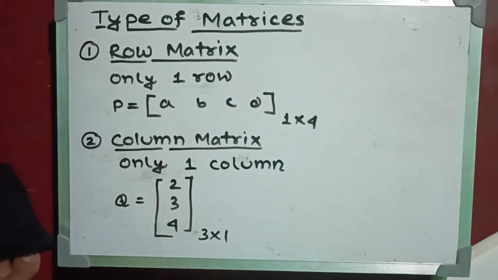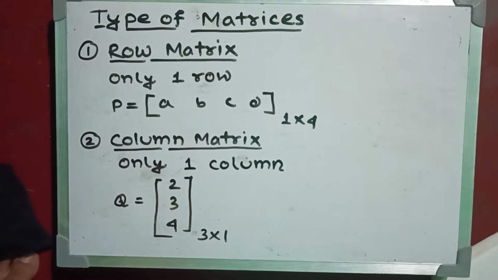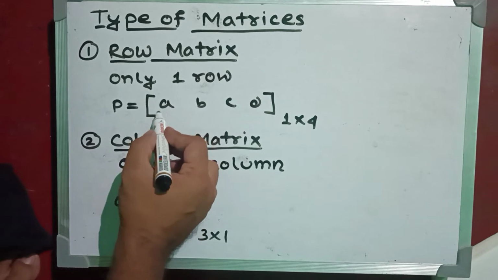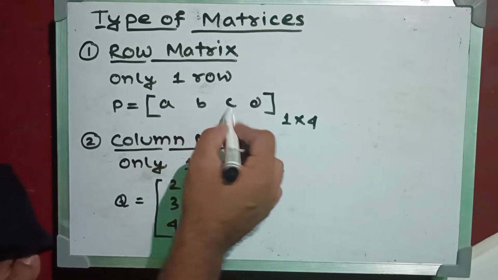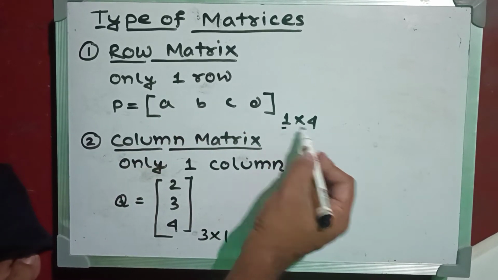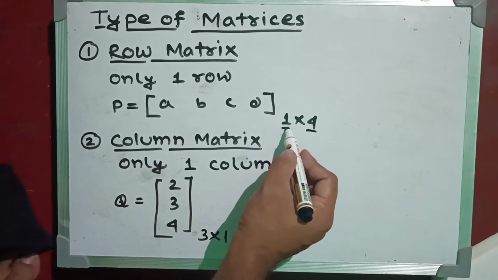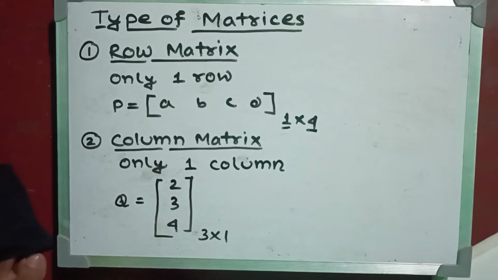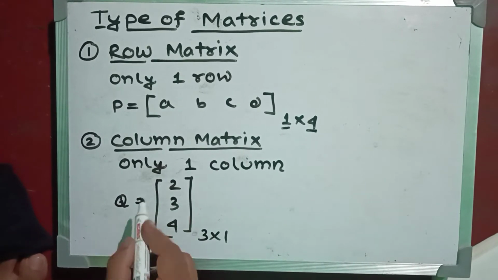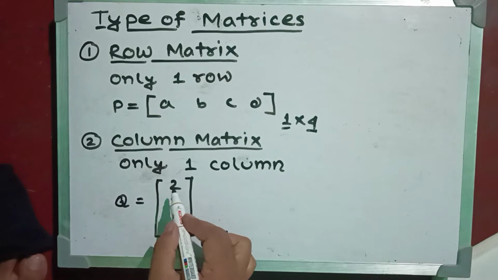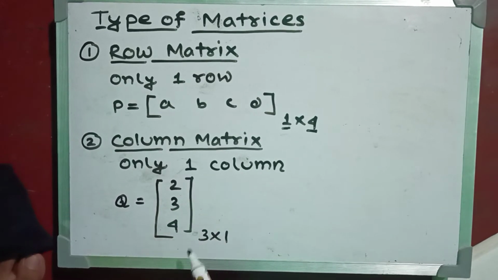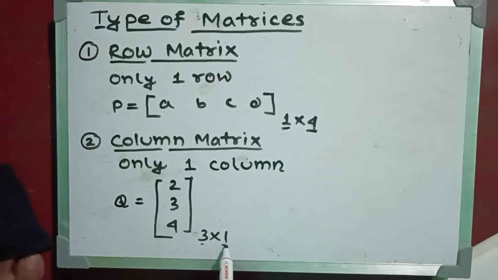Now I will be discussing the types of matrix. First, the row matrix. In a row matrix there will be only one row. As you can see here, there is only one row and 4 columns, so the order of the matrix will be 1 cross 4. Here 1 means the number of rows, 4 means the number of columns. Similarly, in a column matrix we will have only one column. Here, as you can see, it's one column only, and there are 3 rows. So the order of the matrix will be 3 cross 1.